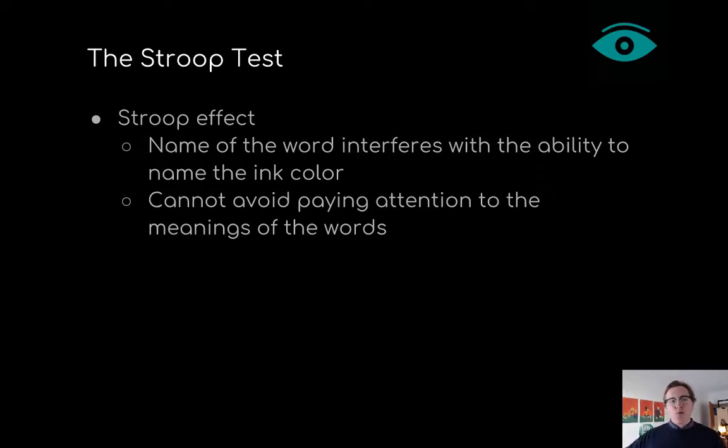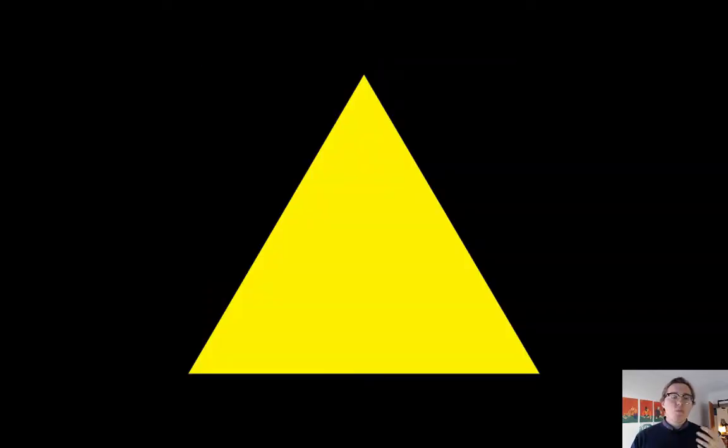Basically, we can't avoid paying attention to meaning, as opposed to just the physical characteristics that Broadbent talked about in his filter model. Now, participants would be shown, for a control circumstance, a series of shapes of different colors. The thing about this is that we don't necessarily have an inherent color meaning to shapes. A circle is a circle, a square is a square. We don't have very strong associations with color and shape.